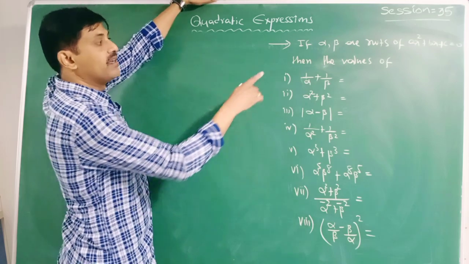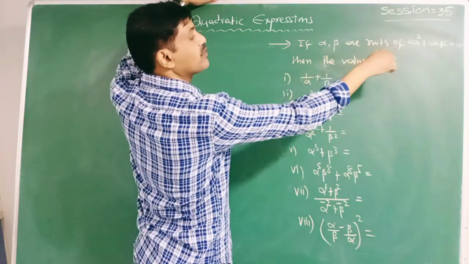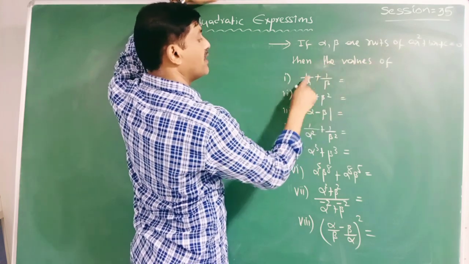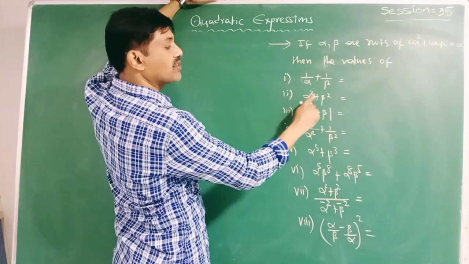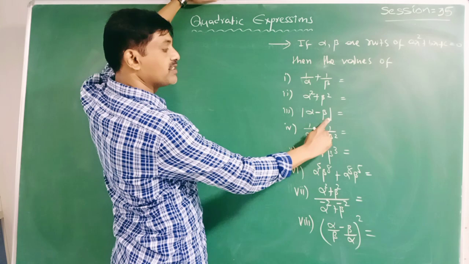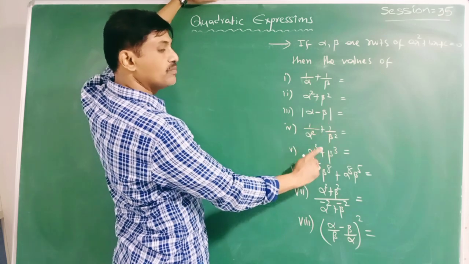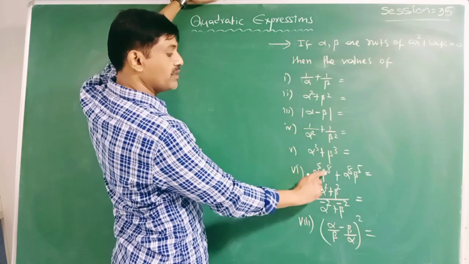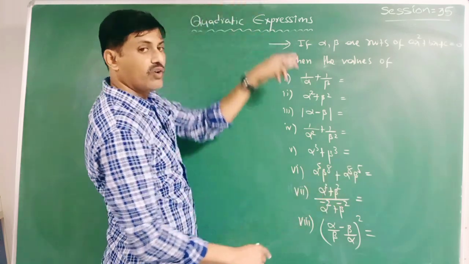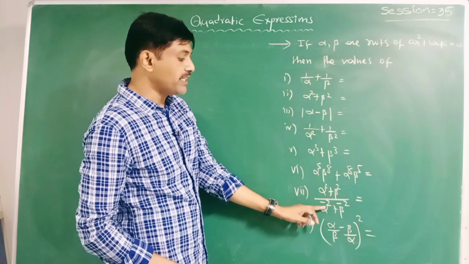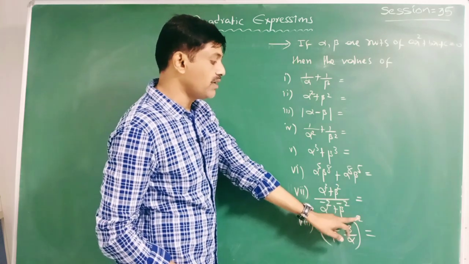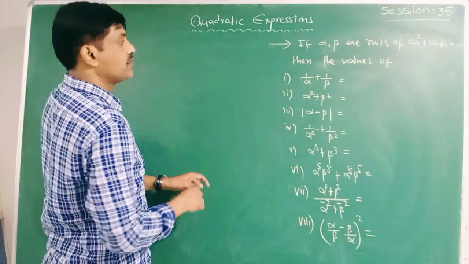If alpha, beta are roots of ax square plus bx plus c is equal to 0, then find the values of 1 by alpha plus 1 by beta, alpha square plus beta square, difference between the roots, 1 by alpha square plus 1 by beta square, alpha cube plus beta cube, alpha power 5 beta power 8 plus alpha power 8 beta power 5. Here alpha square plus beta square by alpha power minus 2 plus beta power minus 2. Here alpha by beta minus beta by alpha whole square.